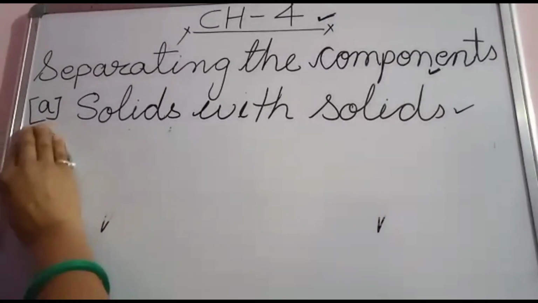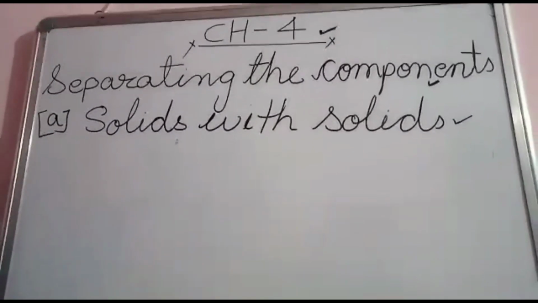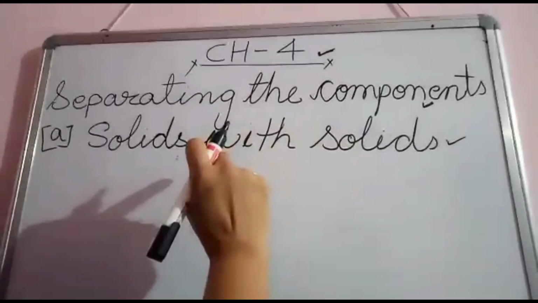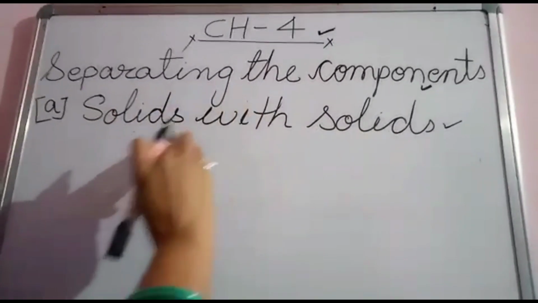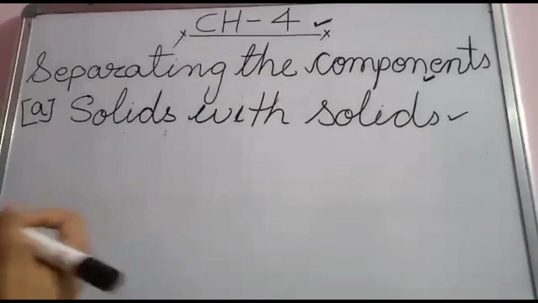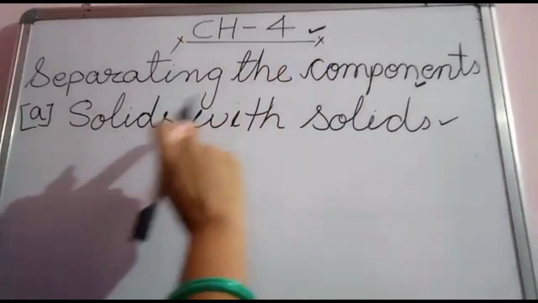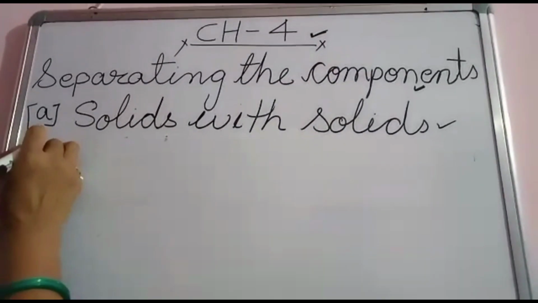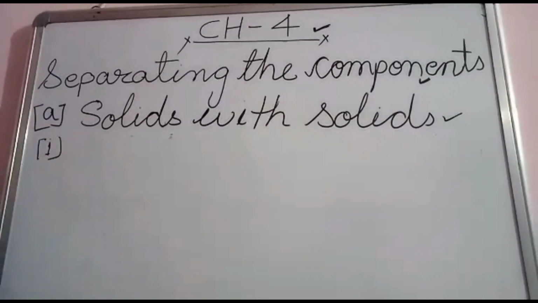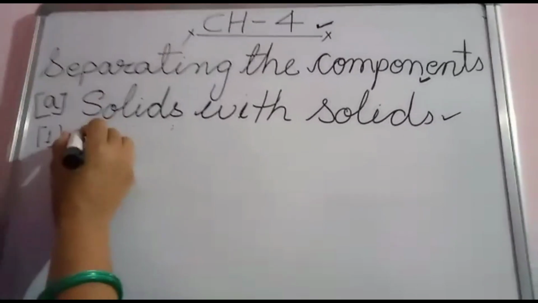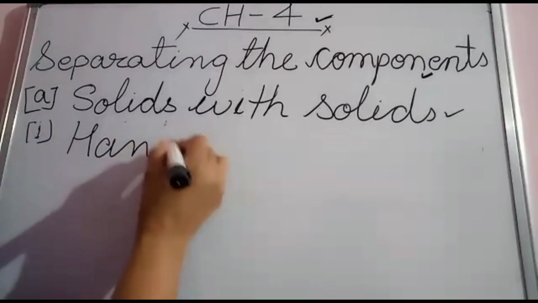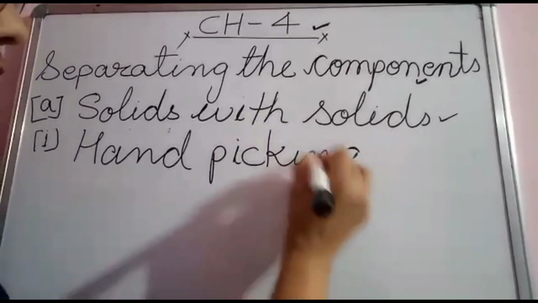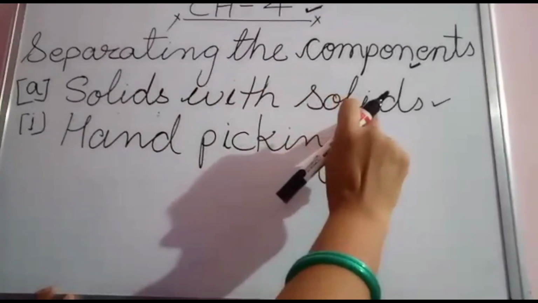Which type of mixture? Solid mixed with solid. This is the type of mixture. Now for solids with solid, there is a variety of processes of separating the components. I will discuss a few processes. The first process I will discuss today is hand picking, P-I-C-K-I-N-G. This is one method of separating solid from solid.